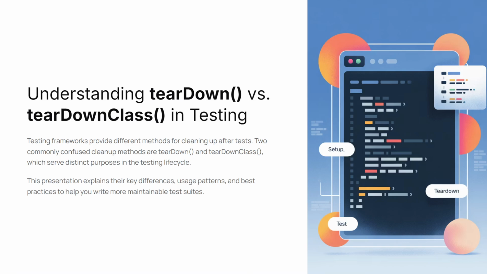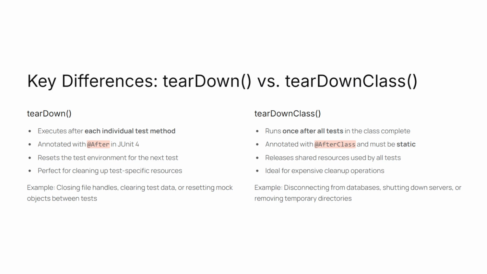So we want to look at the key differences here. tearDown executes after each individual test method, but tearDownClass runs once after all tests in the class complete. The tearDown method was annotated with @After in JUnit 4, but tearDownClass was annotated with @AfterClass and must be static.